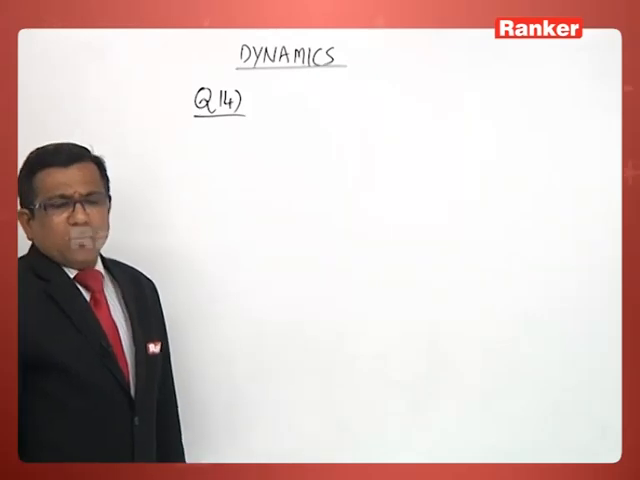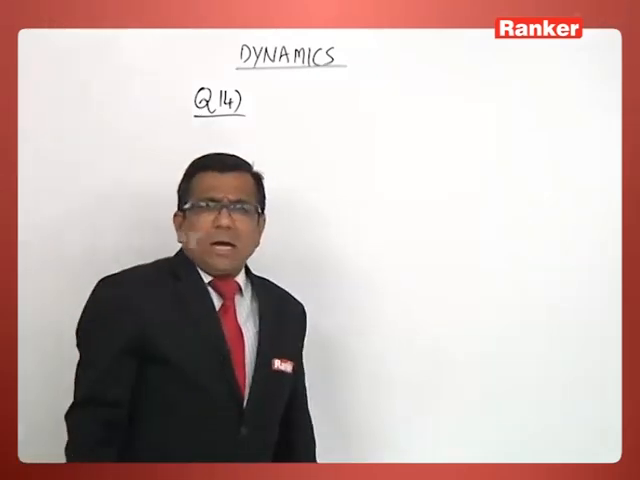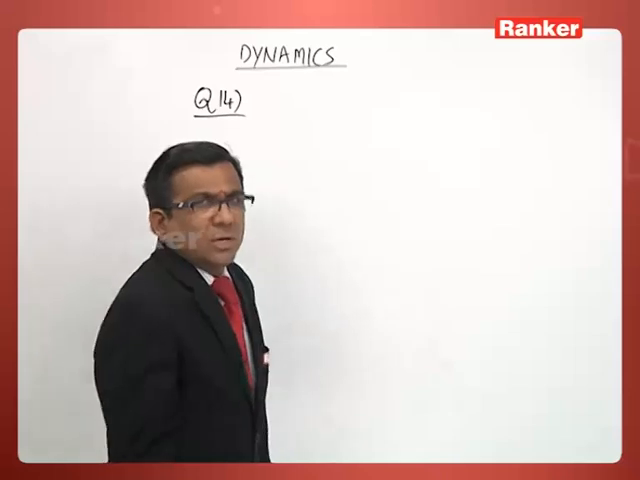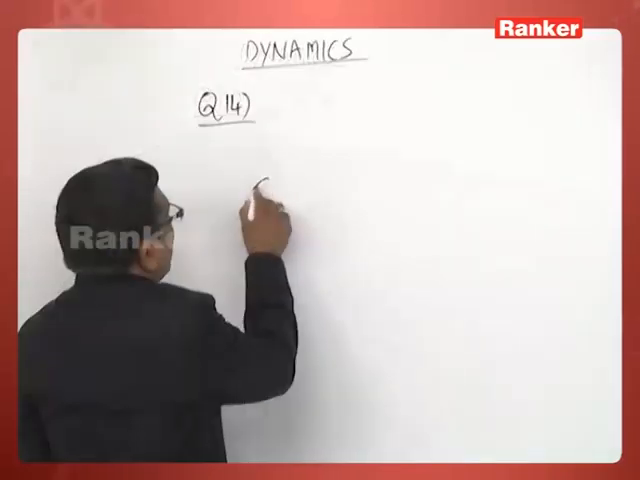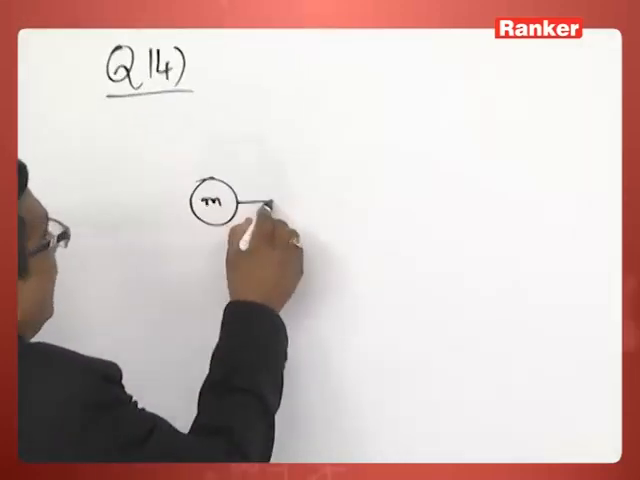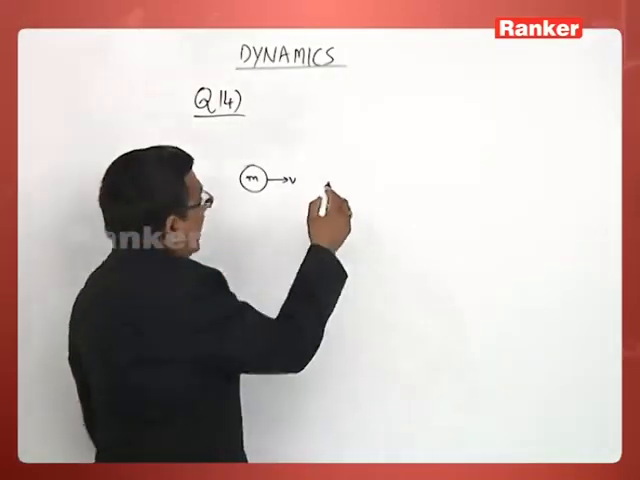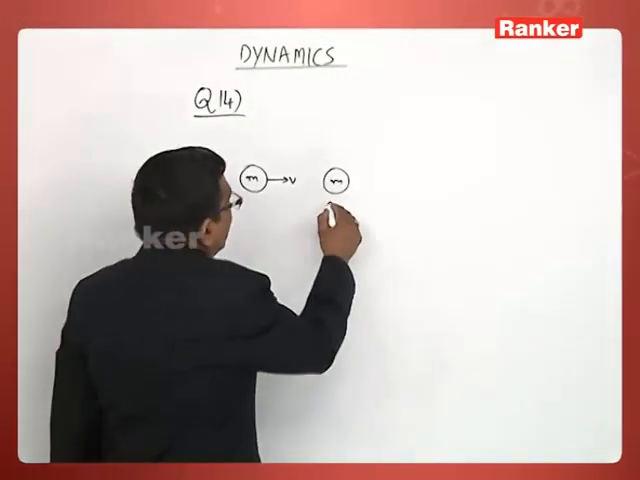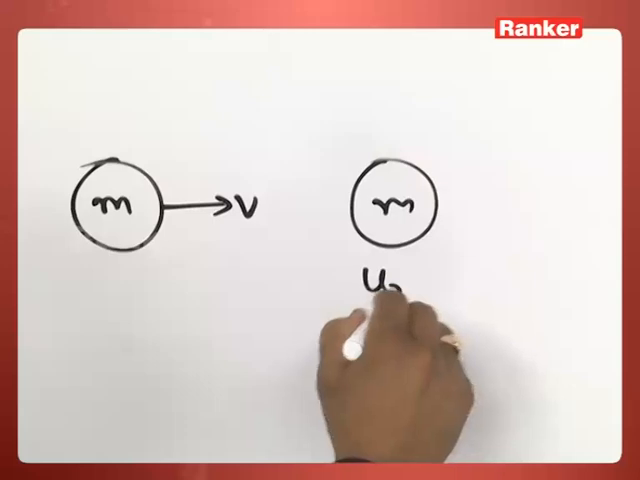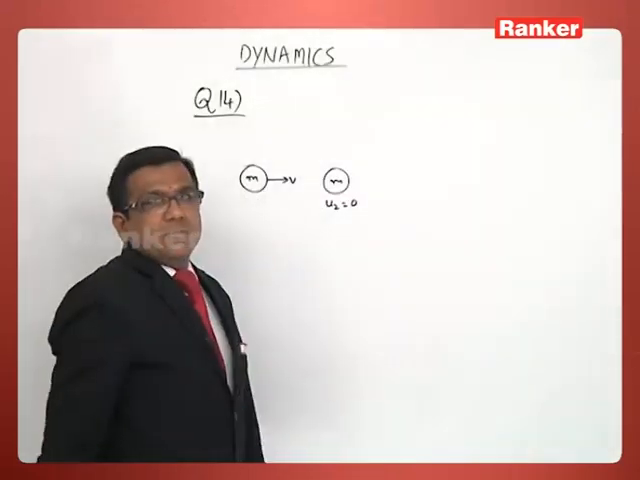So let us see this problem. A particle is colliding with a similar particle at rest, and that particle is moving with a speed v. Suppose there is a particle here of mass m, moving with a velocity v. It is colliding with another similar particle of mass m, which is at rest, and its velocity we can take as u2 equal to 0.